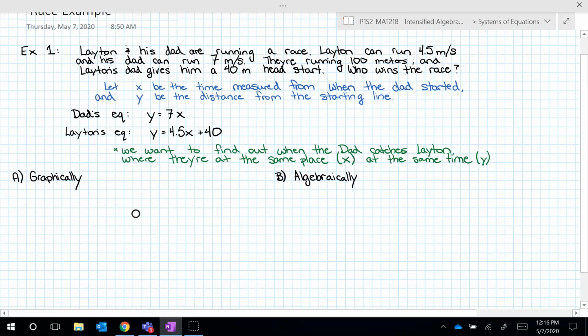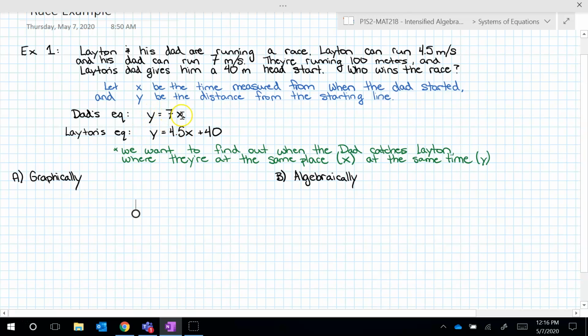We'll let x be the time measured from when the dad started. Leighton's getting a head start, so he's going to have this 40-meter head start. y is the distance from the starting line. When the time is 0, Leighton is already at 40 meters. Put in 0 for x, that goes away. And the dad is just starting out.